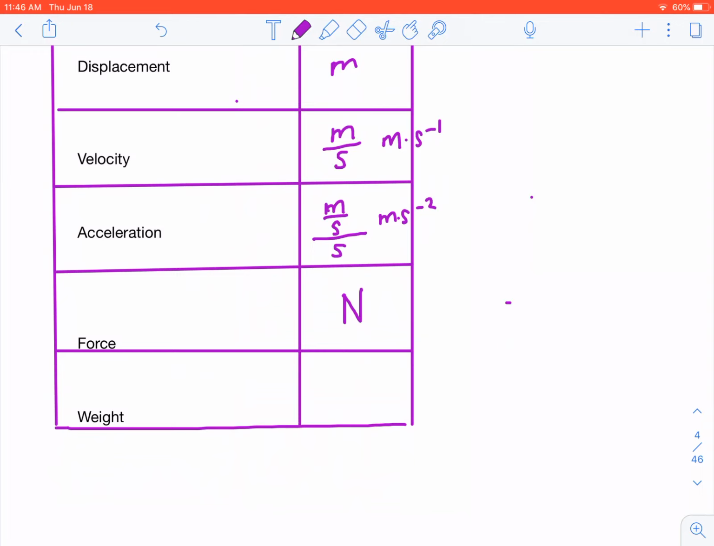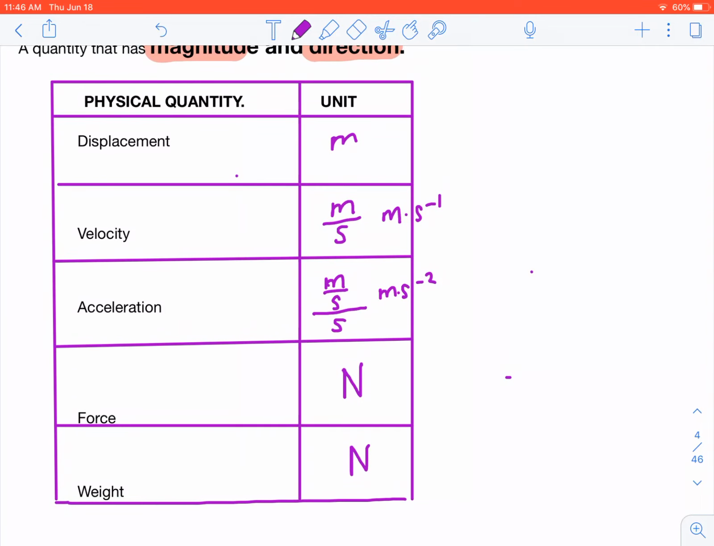And then weight is also a force with which the earth attracts an object. The force is towards the earth, and that is also in newtons. Those are vector quantities, and all of these require direction in order to specify them. And also when we are going to use rules to add vectors, we will need to take direction into account.